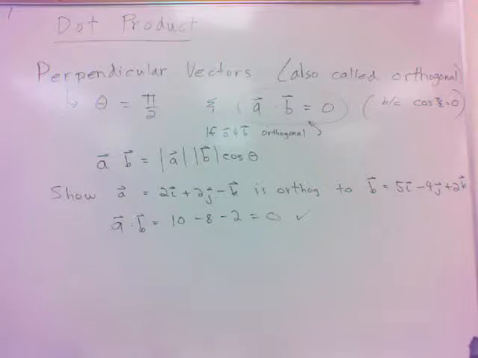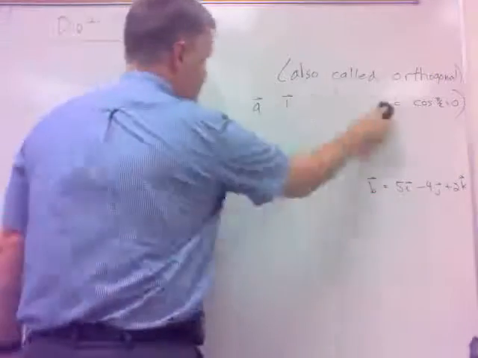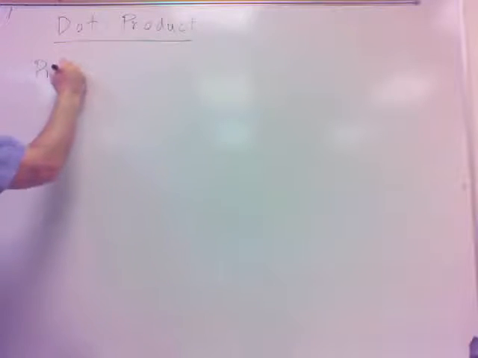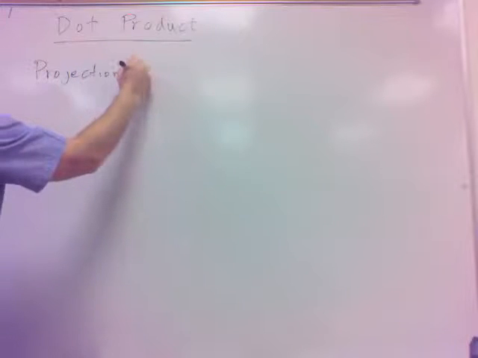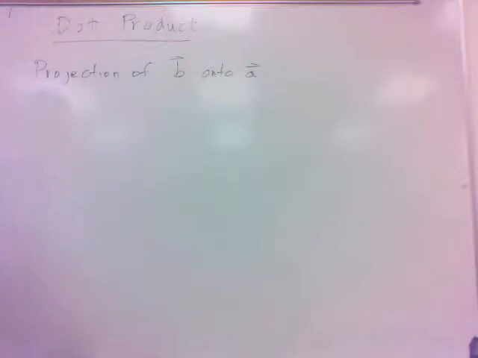Now, something else that might be helpful to know about the dot product. Another thing that we can utilize the dot product for is to project one vector onto another. Maybe you did something like that in physics, but sometimes it is a good thing to know how to do. Okay. So let's talk about the projection, and we'll do B onto A, the way the book does it.